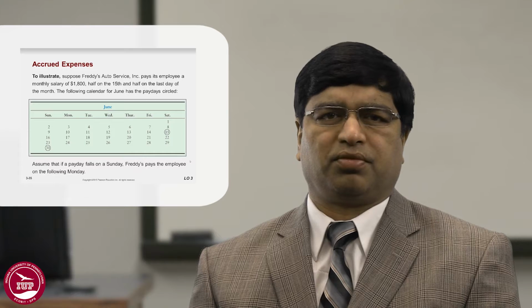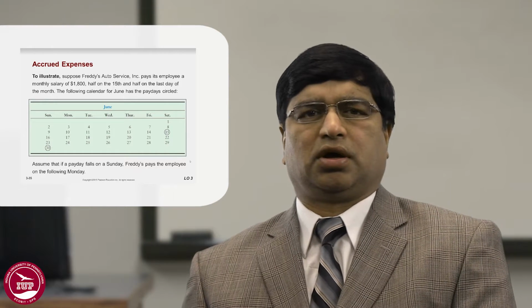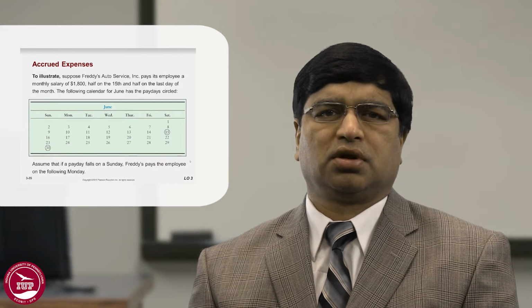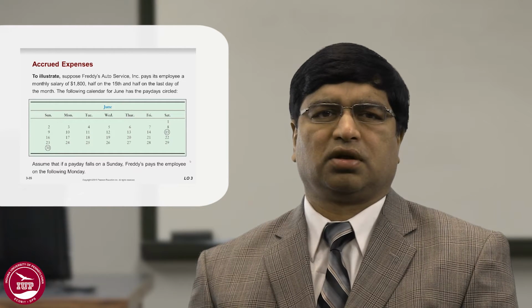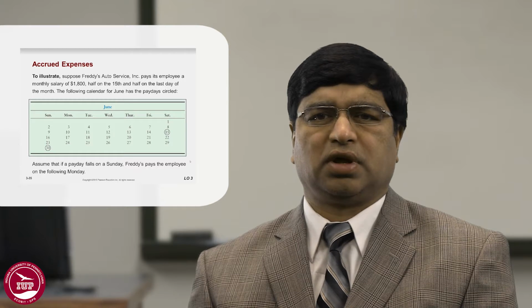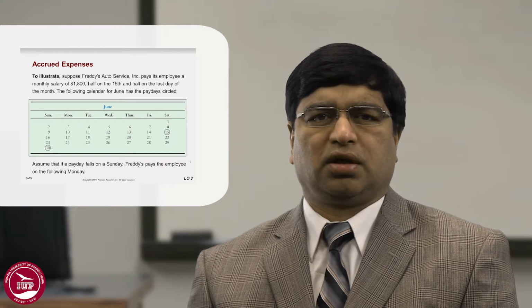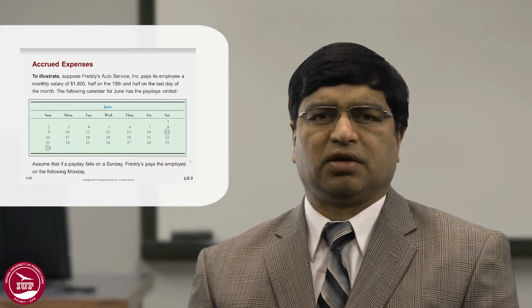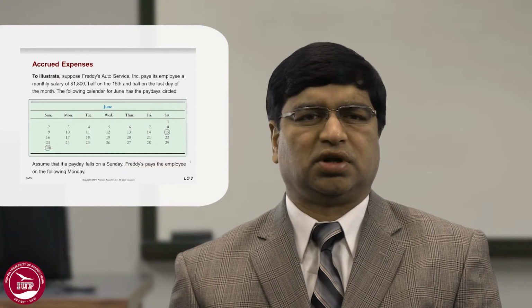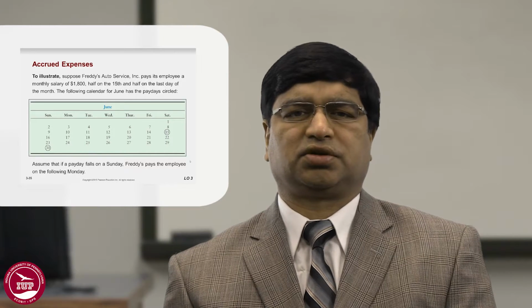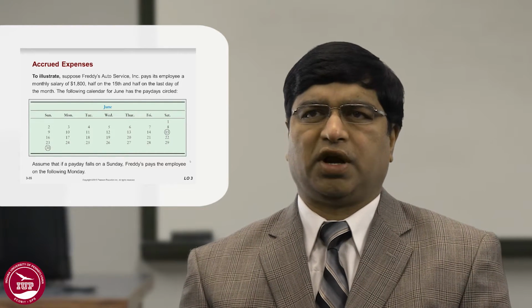Suppose an employee is paid $1,800, half on the 15th and half on the last day of the month. And suppose the calendar for the month of June shows it is on 15th in June and 30th of June. So in this case, the 30th of June occurs on Sunday, so Freddie will be paid on the next working day.